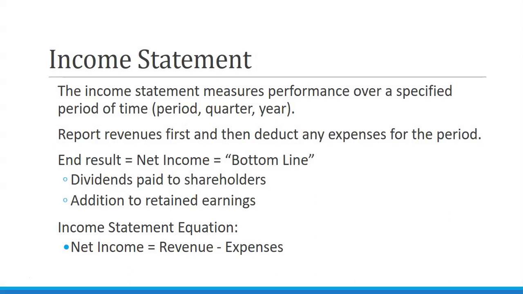The income statement is performance over a specified period of time. It can be a quarter, a year, a month. We report our revenues first and then deduct any expenses from the period. The end result is the net income. That's our bottom line. Then, after dividends paid to shareholders, any net income remaining is an addition to retained earnings. The income statement equation, the base equation, is net income equals revenue minus expenses.